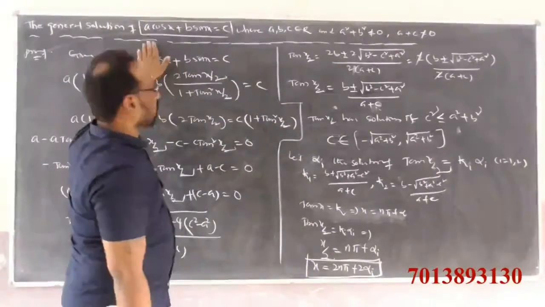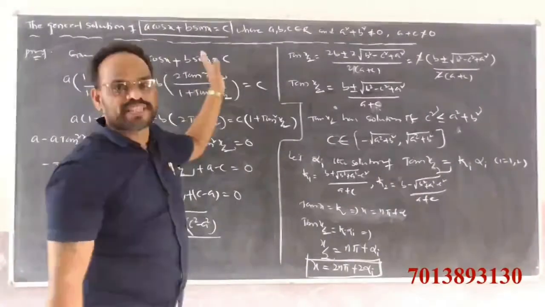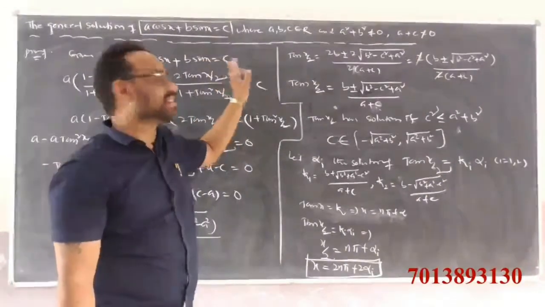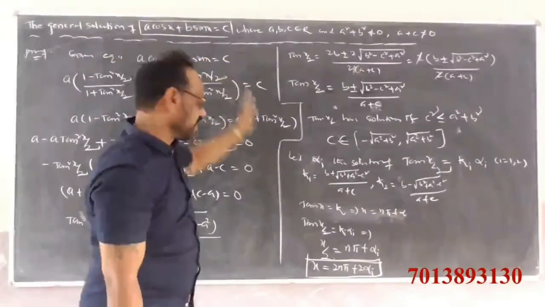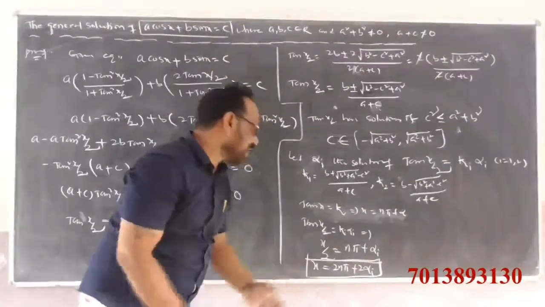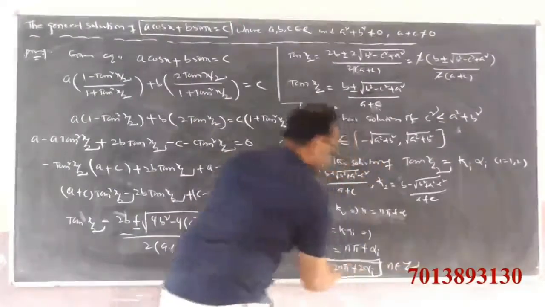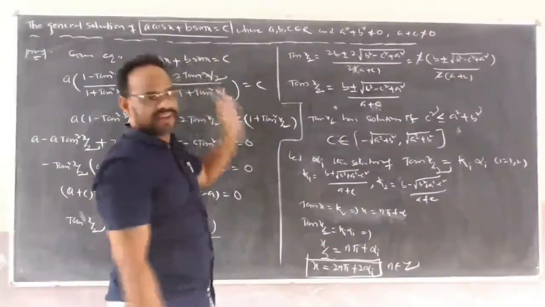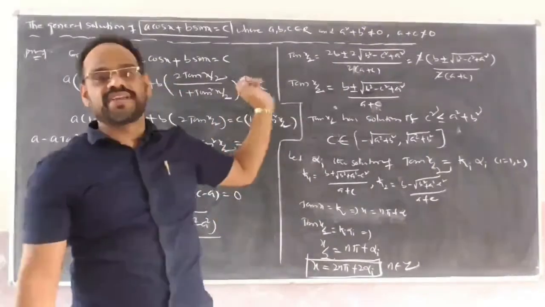What is the general solution of the given trigonometric equation, a cos x plus b sin x equals c? Clearly x is equal to 2n pi plus 2 alpha i, where n belongs to Z. Then this is the general solution of the given trigonometric equation.